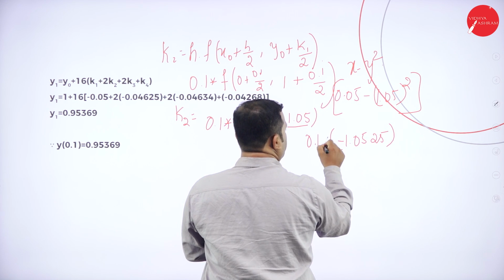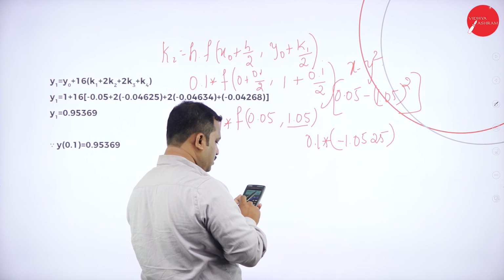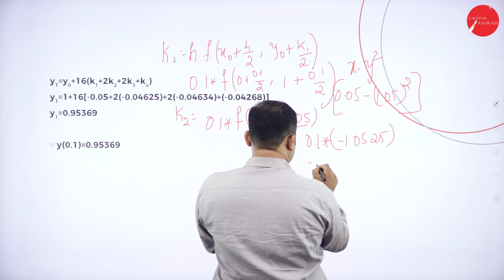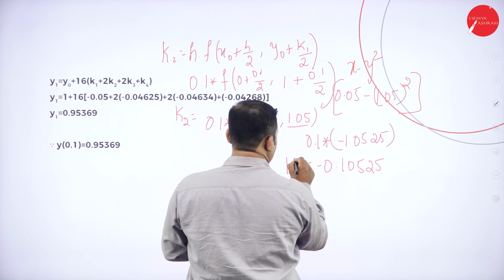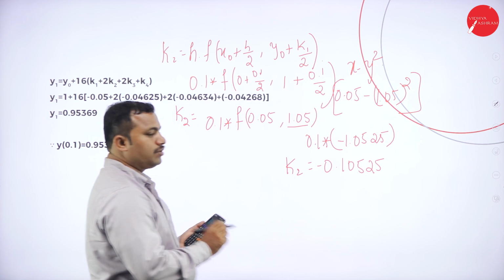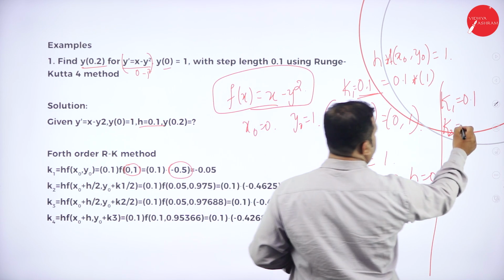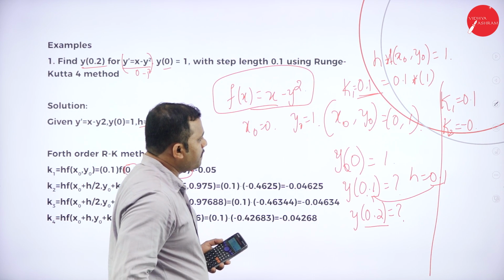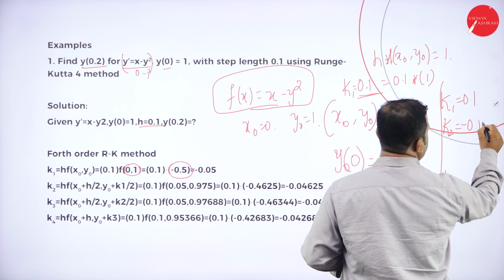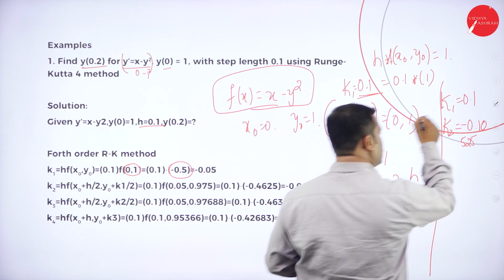What is that? 0.1 is to be multiplied into 0.1. That turns out to be equal to minus 0.10525. This is the value of K2 here. Now K2 is obtained. Let me take the value of K2, minus 0.10525. This is the K2.